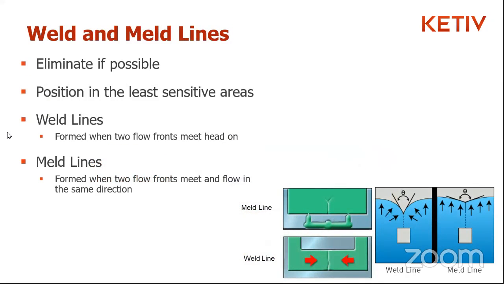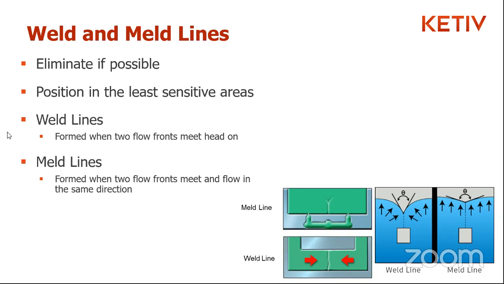Now you do see some of these artifacts that we mentioned previously as well, one of the big ones that is really difficult to avoid is a weld line or a meld line, right? A weld line is essentially when you've got two flow fronts meeting head on. A meld line is when you have these two flow fronts meeting and they flow in the same direction subsequently. So, like I said, these are quite hard to avoid.